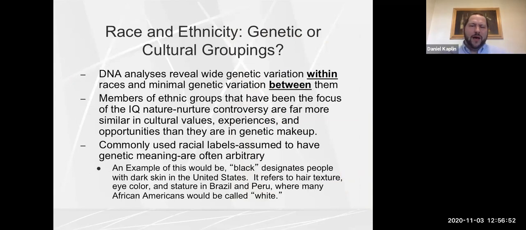Other things to talk about when we talk about nature, you might talk about genetics, and there's an interesting finding about race and ethnicity. Is it a genetic factor? Is it a cultural grouping? Well, from a DNA point of view, we find fewer genetic variations between ethnic groups than within ethnic groups. So the whole argument, even at the genes level, is kind of flawed.